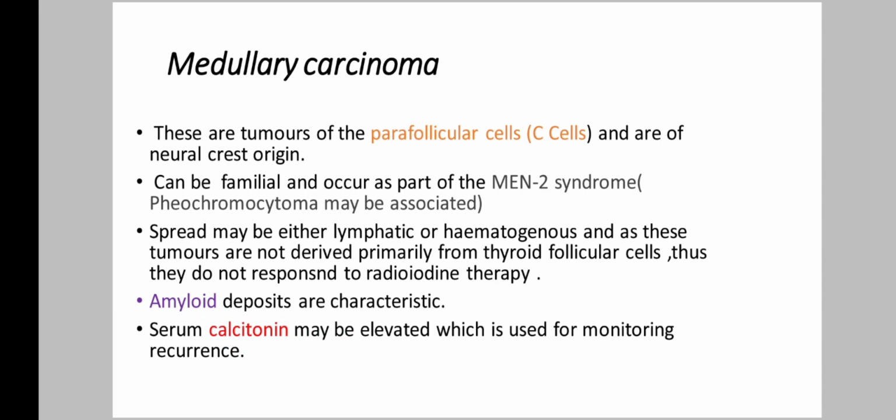as these tumors are not derived primarily from the thyroid follicular cells. As this tumor is not derived from the thyroid follicular cells, this cancer also doesn't respond to the radioiodine therapy, which is directed against the thyroid follicular cells. But in histology, you can identify amyloid deposits. And for the recurrence, we can use serum calcitonin.